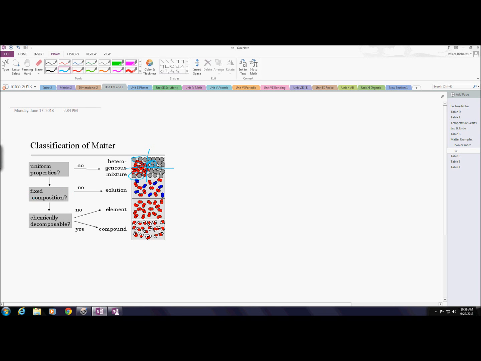Now they're saying, does it have a fixed composition? What they're saying by fixed composition is the same chemical formula. So water has a fixed composition. It is always H2O. Salt water, on the other hand, sometimes I can use a little bit of salt, sometimes I can use a lot. When we make Kool-Aid at our house, I use less than a cup of sugar. My husband uses like a cup and a half. So our Kool-Aid has a different composition depending on who made it. If it does have a fixed composition, you move to the next category. If it doesn't, it's a solution.